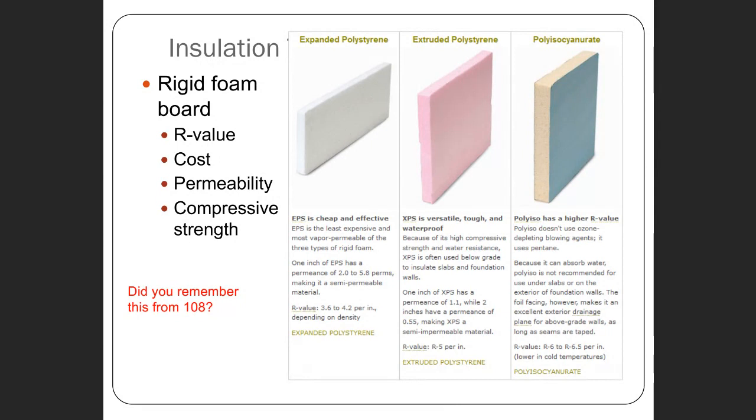The polyisocyanurate we're likely to see on commercial roof insulation, right? If we have a commercial building that has a flat roof, typically that insulation is installed on top of the roof deck and below the roofing. Polyisocyanurate would typically be what would be used there. It has a little bit higher R value, you see 6 or 6.5 per inch.